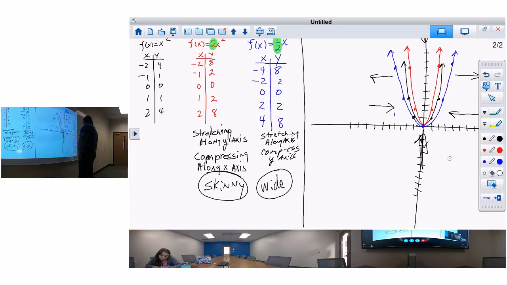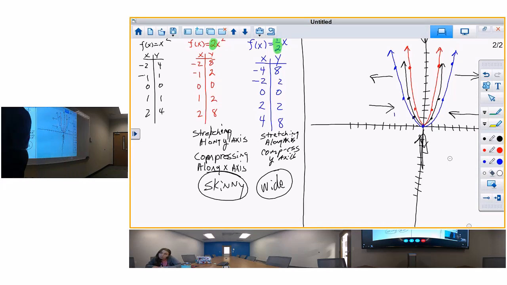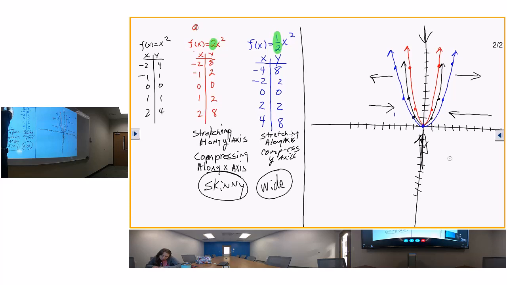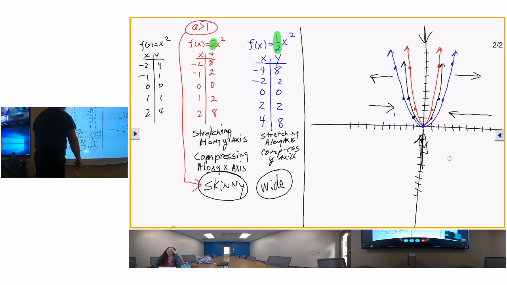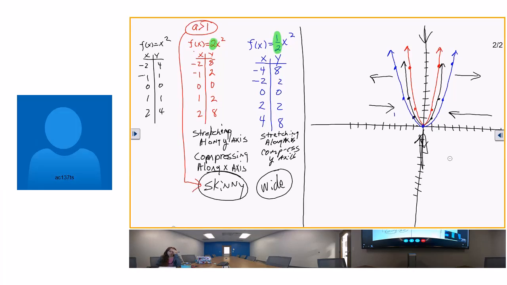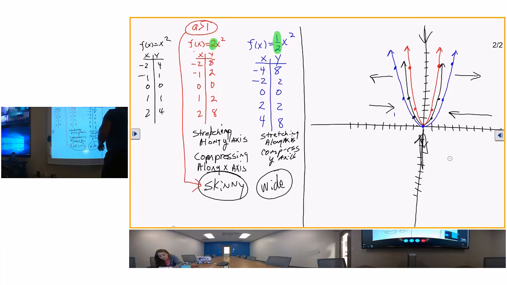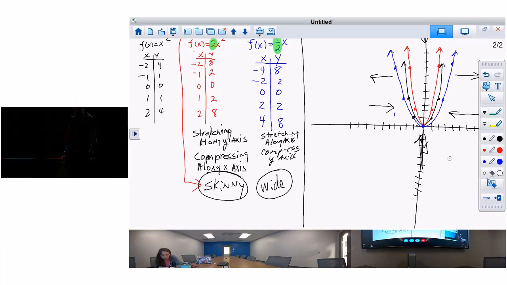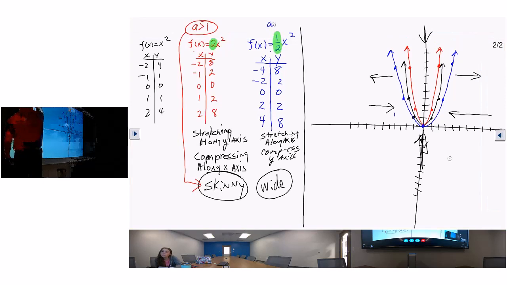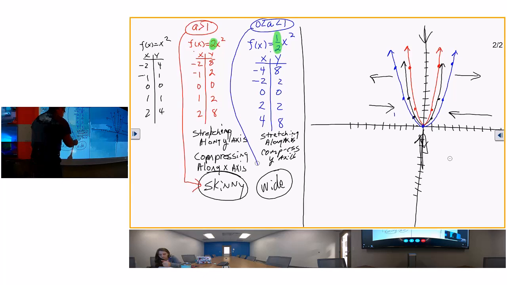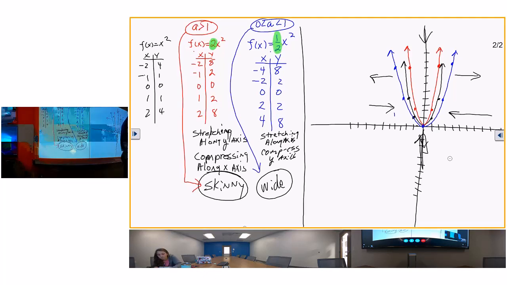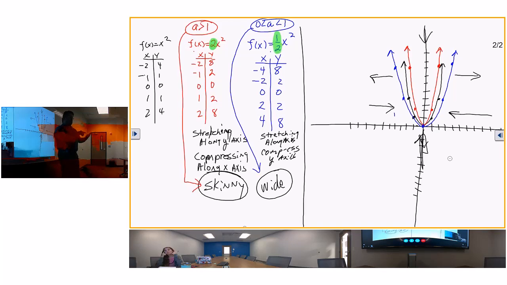Up here. Let's go to our red and put up top. If A is above 1, you have what? You have a skinnier graph than the parent graph. Blue. If A is between 0 and 1, you have a what? A wider function. Does that mean with parabolas? Does that mean with absolute value? Does that mean with the 1 over x? Does that mean with 1 over x squared? Yes. It means the same thing.